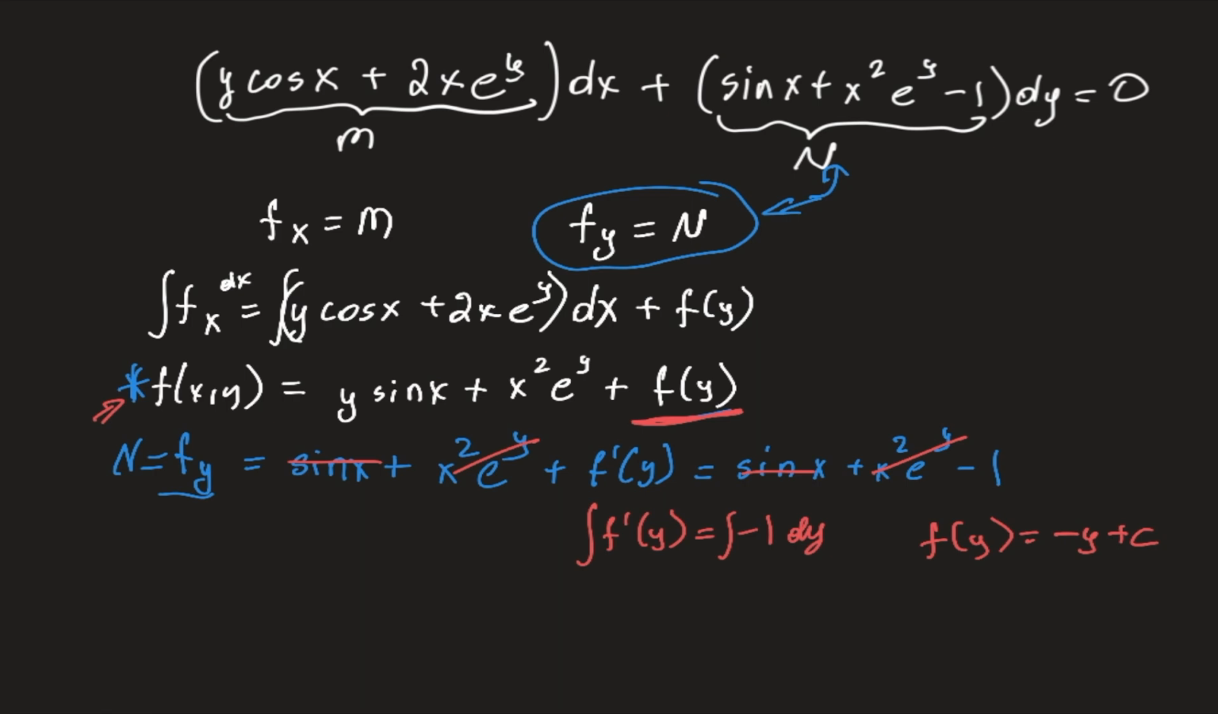So what we have is y sine x plus x squared e to the y plus f of y, which we know is negative y plus c. So it's minus y plus c. That's equal to 0.